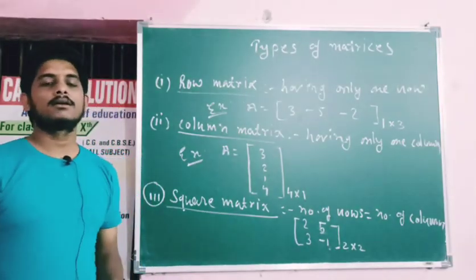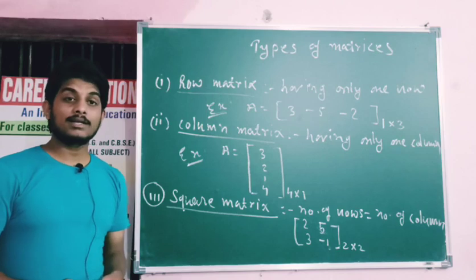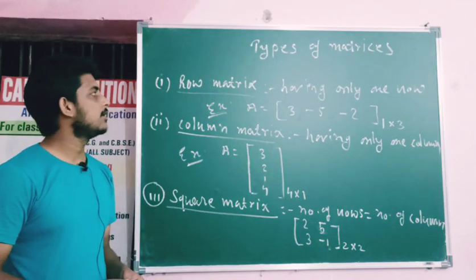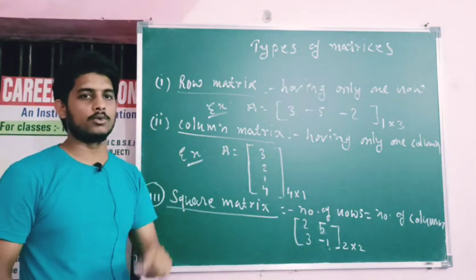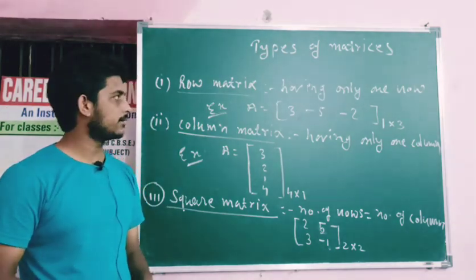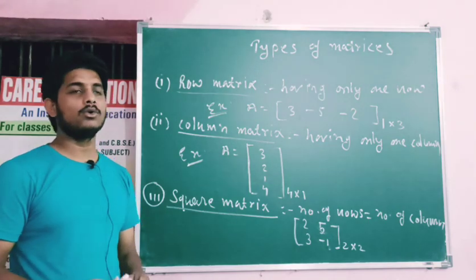Now we will discuss types of matrix. What are the types of matrix? First is row matrix. What is row matrix? If any matrix is having only one row, then they are called row matrix. Any matrix having only one row is called row matrix.